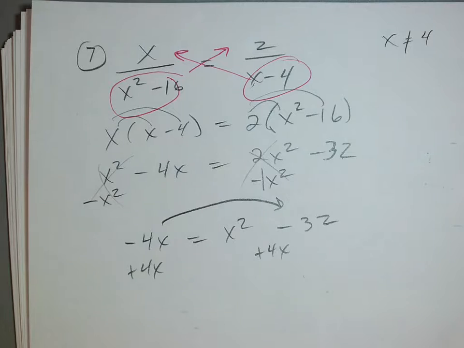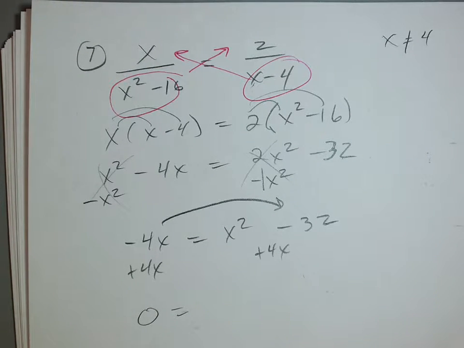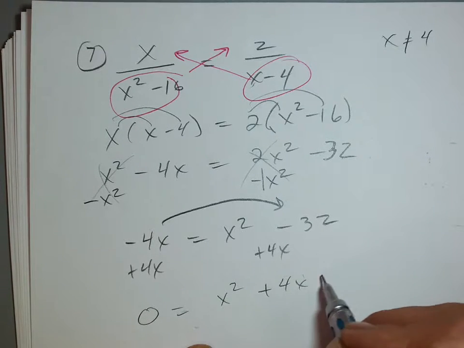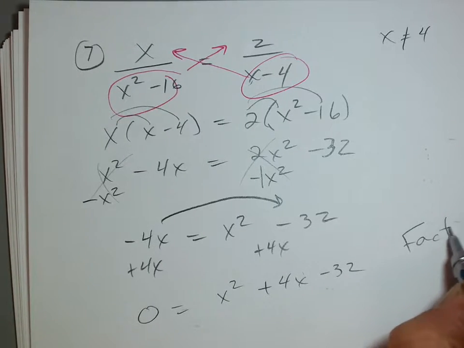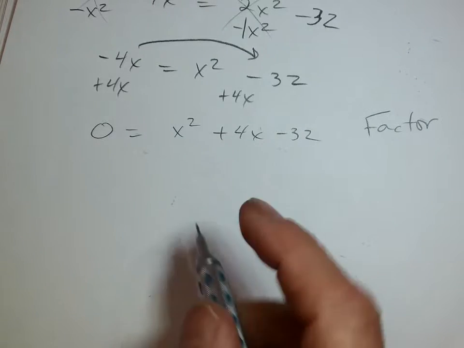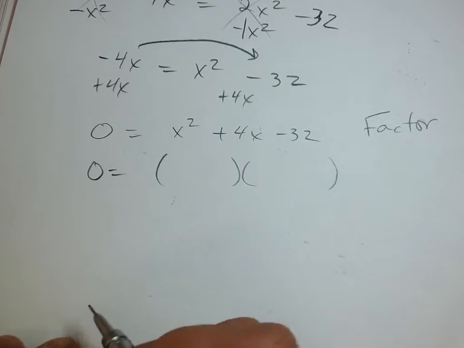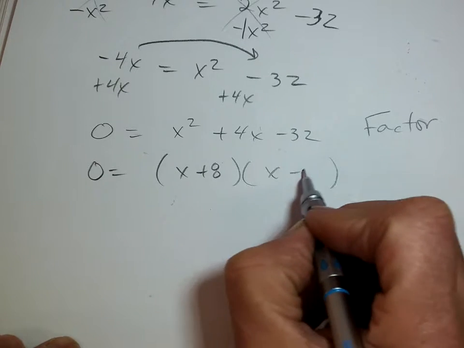Okay, now it's going to equal 0. That's what I wanted to do. That was my whole goal. And I have an x squared plus a 4x minus 32. I needed it to be equal to 0 so I can factor. Okay, so it equals 0. I need to factor. Okay, so I can factor this. 0 equals parentheses, right? How about an x plus 8, x minus 4, right?